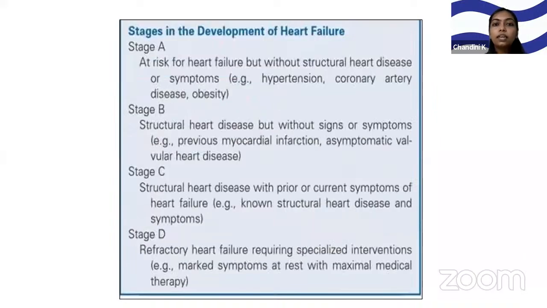The development of heart failure is divided into four stages. In Stage A, the patient is at risk for heart failure, but without structural heart disease or symptoms. In Stage B, there is structural heart disease, but without signs or symptoms. In Stage C, there is structural heart disease with prior or current symptoms of heart failure. And in Stage D, there is refractory heart failure requiring specialized interventions.